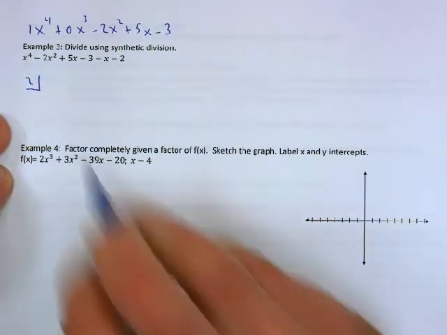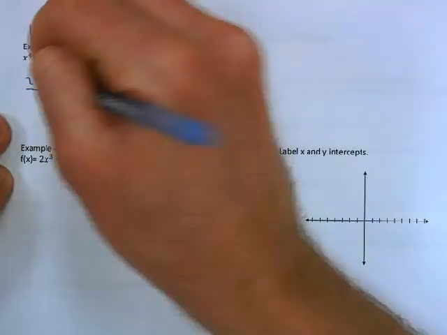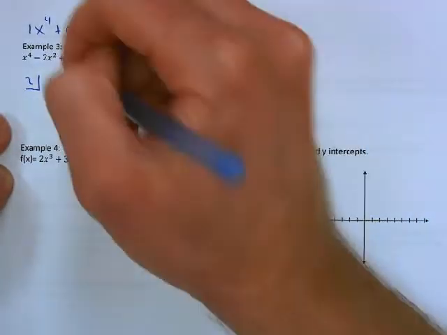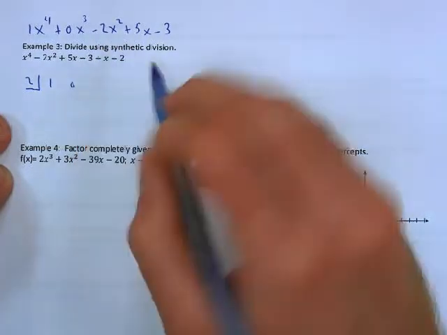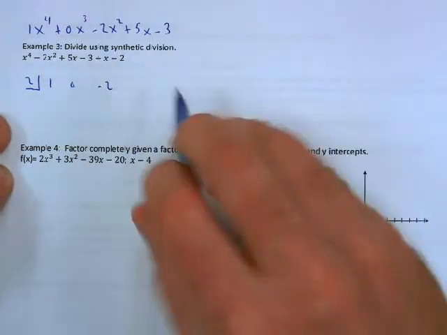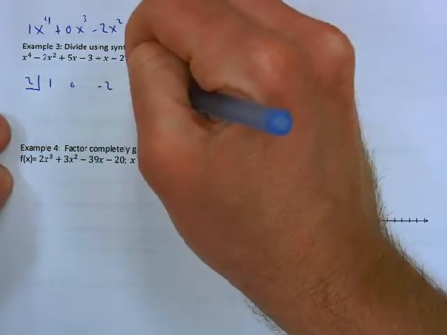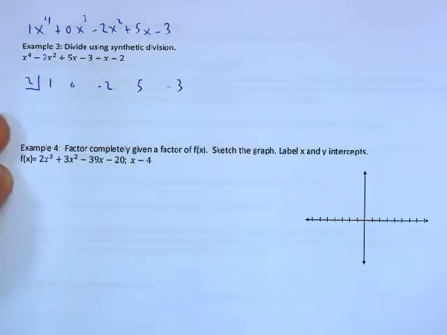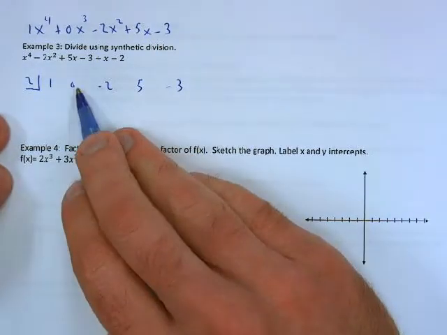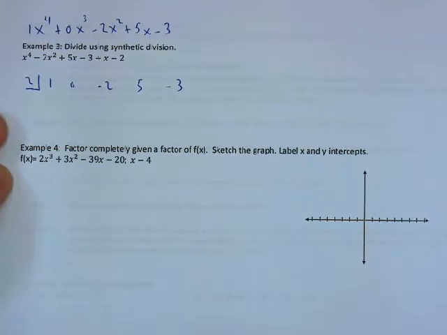Okay, so then my coefficients are, I got a 1 in front of the x to the fourth. I got a 0 in front of my x cubes. I got a negative 2 in front of my x squareds, plus 5, and minus 3. So anytime you skip a power of x, you need to put a placeholder in there, a 0. It'll make things work out correctly.